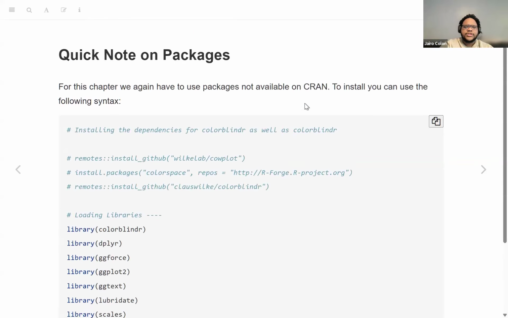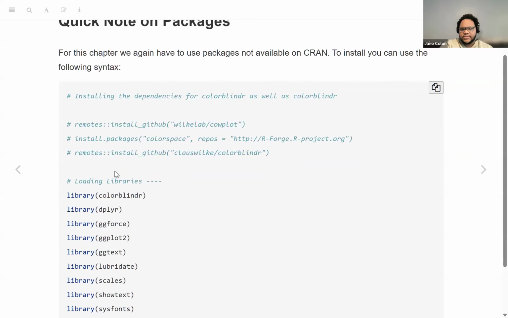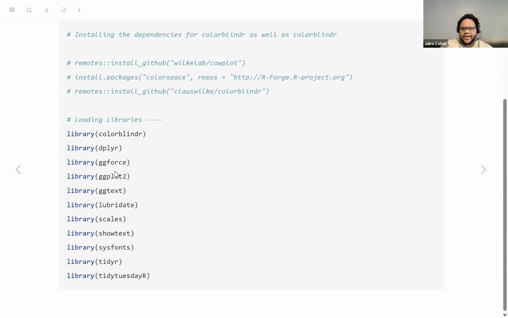So she said this was covered in a previous chapter. I don't remember seeing it, but I included the code here of how to get the colorblind R package. You have to use those first three lines that are commented out to install the package and the dependencies from GitHub, and then you install the colorblind R package, and these are just the other packages she uses that are listed in the book.